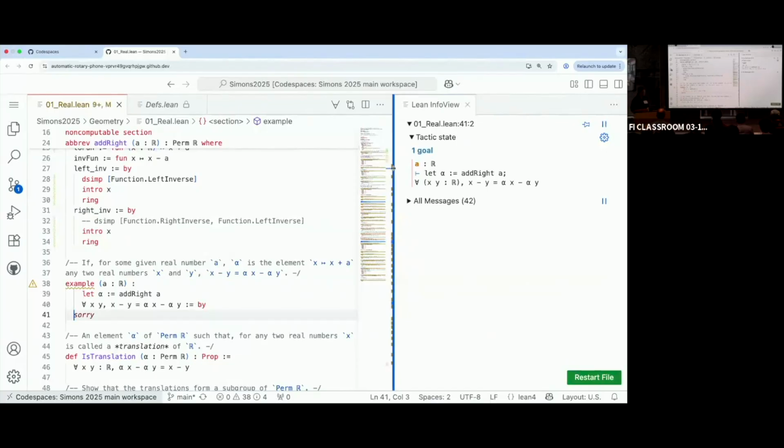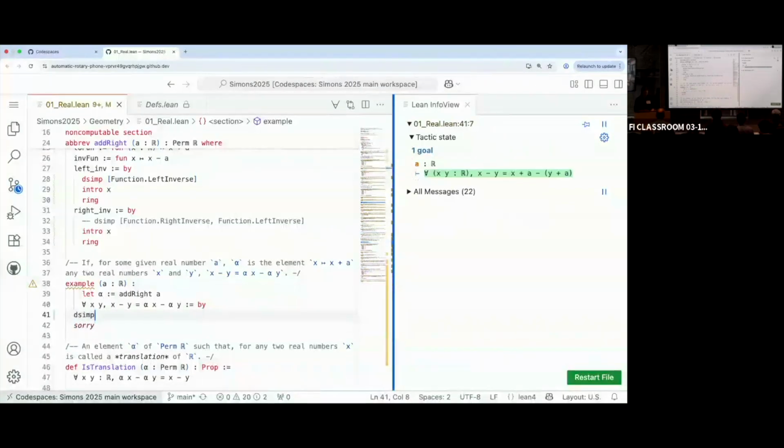Okay, great. So this is a little bit different. We've got this weird let thing in the goal as well. Good news is that our old friend dsimp handles this kind of thing. So let's just hit dsimp to start with. And you can see this simplifies down to the task of proving what we would think it is, namely for all x and y, x minus y is x plus a minus y plus a.